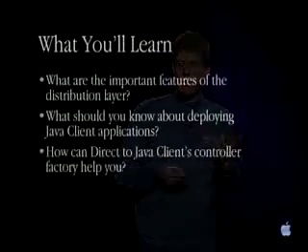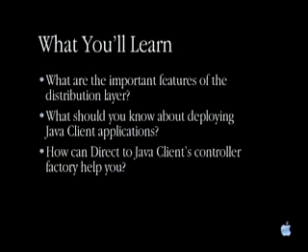So first of all, I want to go into a lot of detail about the distribution layer and the objects in the distribution layer. I want to talk a little bit about issues that you have to know about when you want to go into deployment with your applications. And if we still have the time, I'd like to talk a little more about the controller factory that comes from the direct-to-Java client side, and show you how you can use it to implement some nice features.